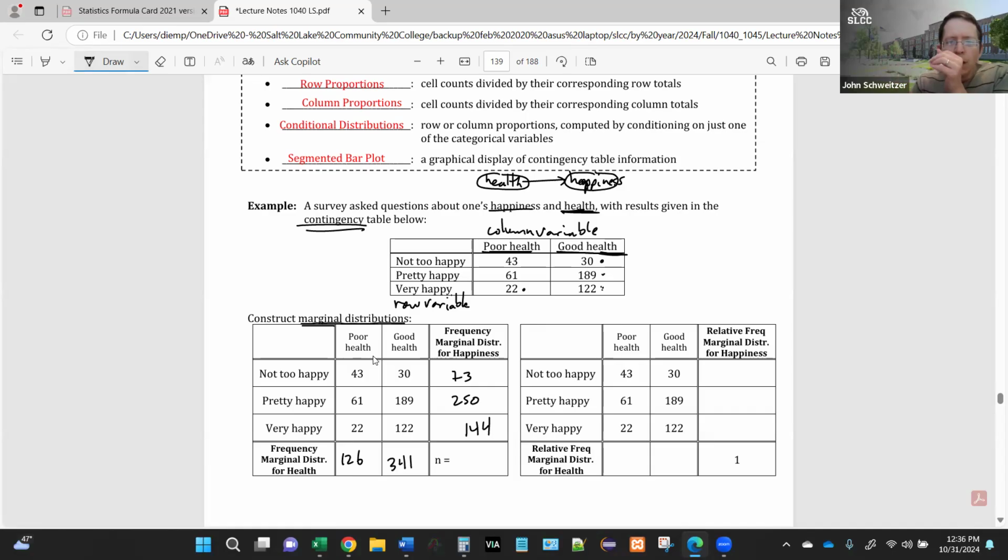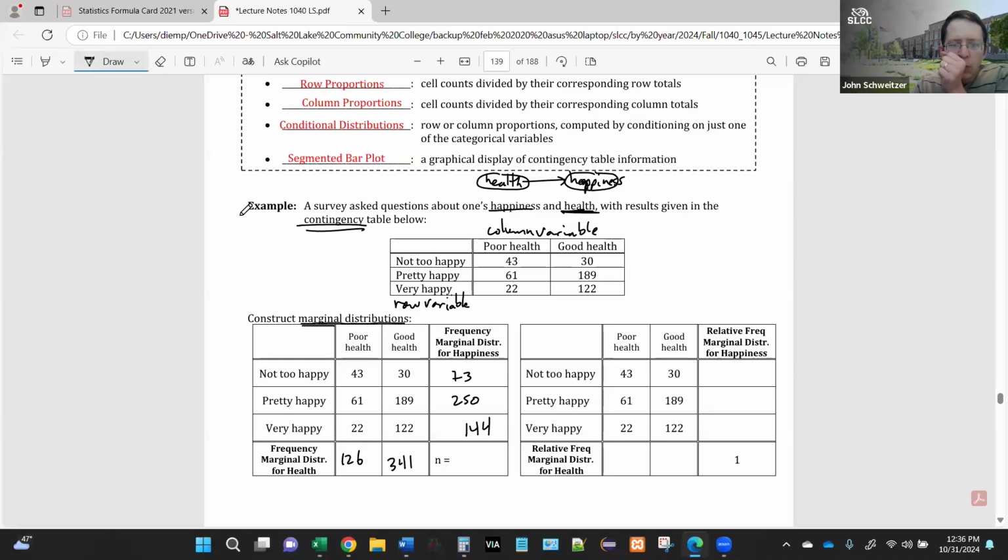So I forgot to mention what each of these numbers mean. Up here, the 122 means there were 122 people who were both very happy and in good health, right? The 61 here means that there were 61 people that were in poor health and who were pretty happy, right? So you take everyone in your data set and everybody's going to be in one of these six cells of the table, right?